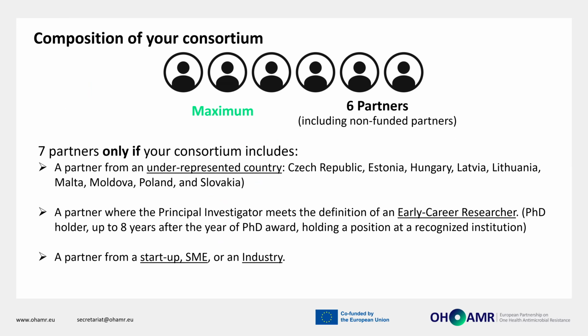Or a partner where the principal investigator meets the definition of an early career researcher, and within the European Partnership OHAMR, an early career researcher is defined as a PhD holder who is within 8 years after their PhD award and who holds a position at a recognized institution. This period may be extended in case of career breaks, such as parental leave. Please note that this definition may differ from the one commonly used for your funding organization.